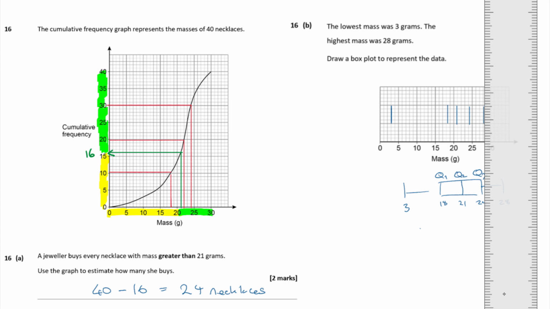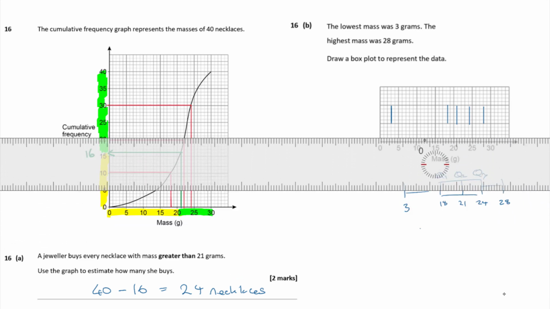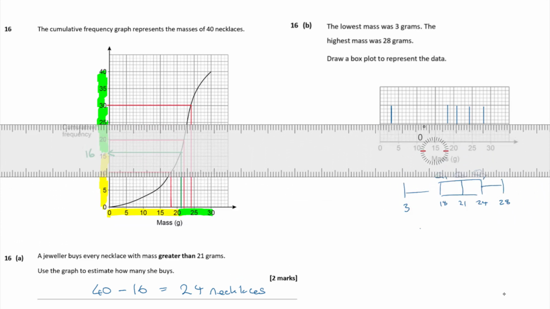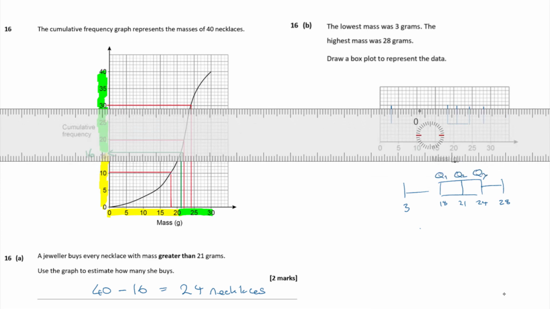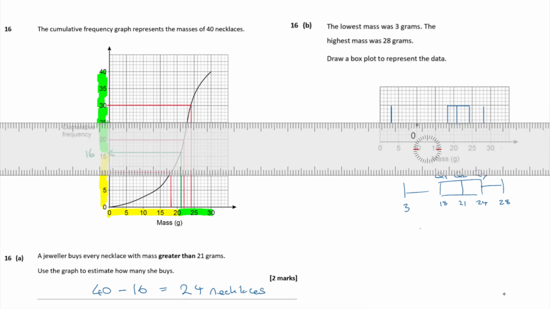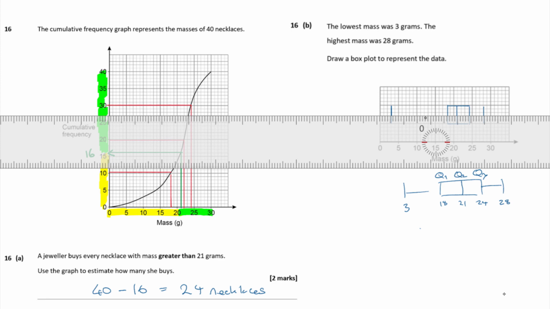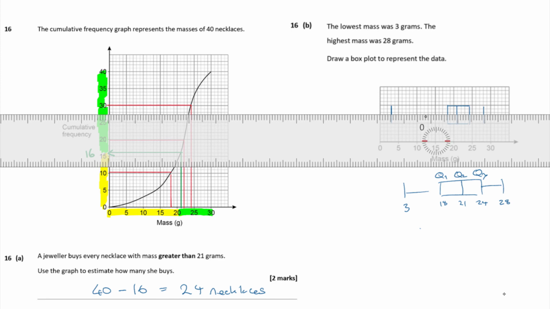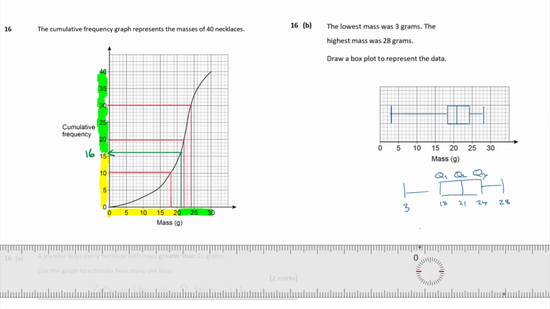Once I've got those down, then I'm just going to finish off the box plot. So the box is going to be here between the Q1 and Q3. And then the whiskers are going to spread out from the ends of the box down to the upper and lower values. So I'm just going to draw a line from the end of the box to the upper and lower value like that. So there's a neater version.